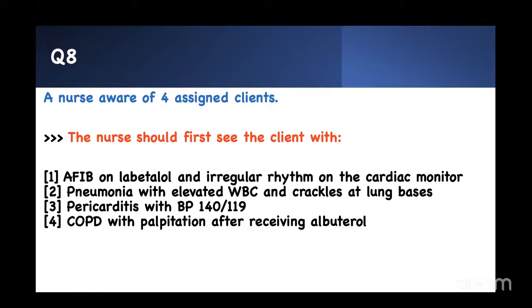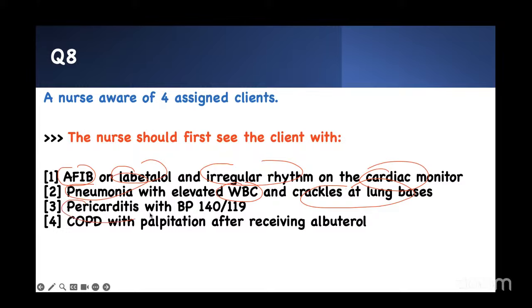See the way I'm going to read it. I have AFib. I'm on labetalol. And I have an irregular rhythm on the cardiac monitor. Should that concern you? You've got to be sharp. Pneumonia. My WBC count is elevated. I have crackles in my lung bases. You've got to be sharp. That means breathing, electrolytes, shock, sepsis, airway, and pain.